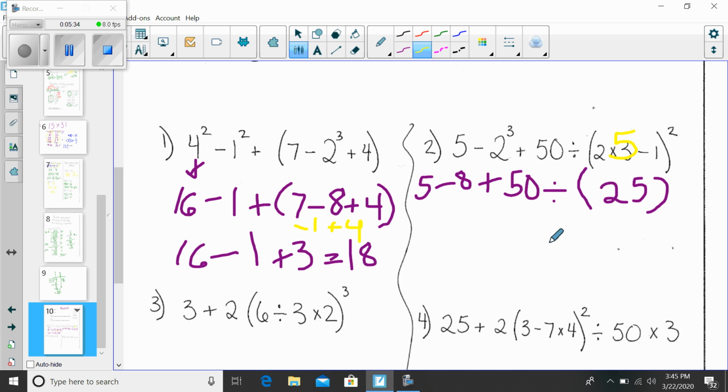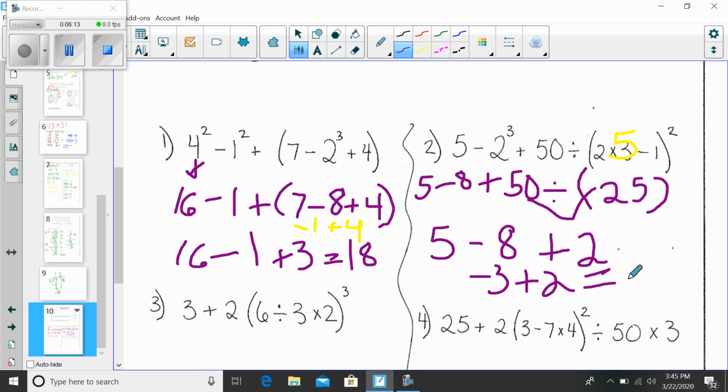Okay, so now order of operations says that I've got subtracting, adding, dividing. All right, dividing goes first, and then bring everything else down. I always tell students do one step at a time, and then just recopy everything else. So 5 minus 8 plus, and then this answer is 2. And again, I have subtracting before adding, but I go left to right. So this would be -3 plus 2, which is -1.